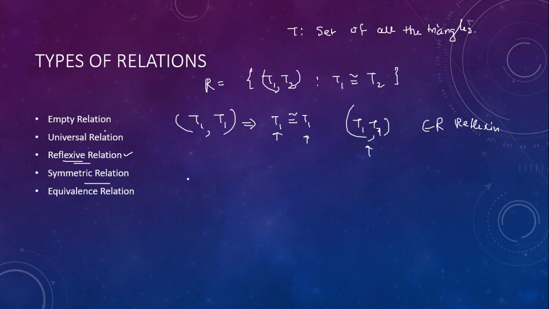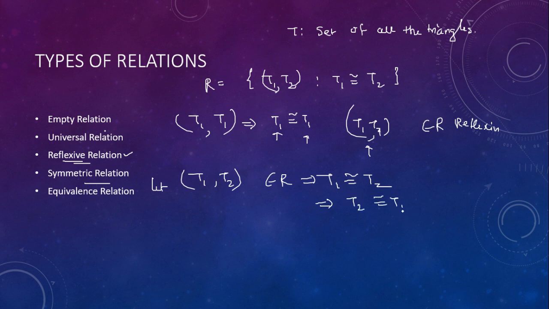When we say symmetric, that means if you are considering T1, T2, let's say T1, T2 belongs to R. What does it mean? T1 is congruent to T2. So can I write it in the converse form, that T2 is congruent to T1? Same thing, right? I'm just switching the sides. So this means T2, T1 is also related with R. And hence, whenever you are considering A, B as an ordered pair, but you are also getting B, A, that means a commutative form, sort of. So this relation is symmetric.